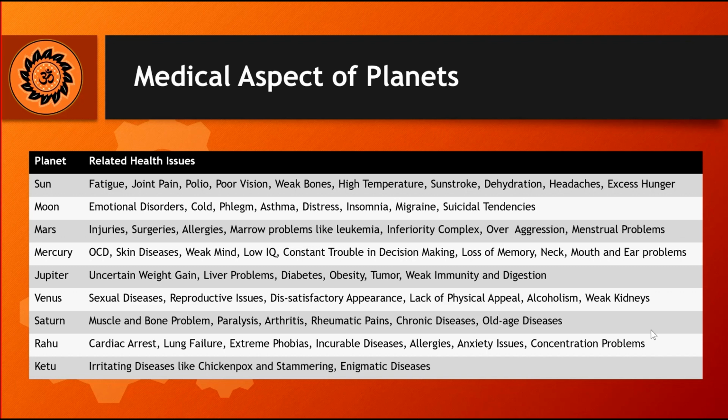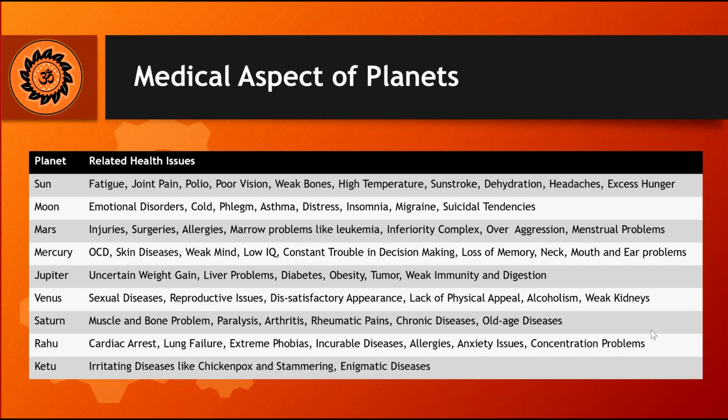Now Jupiter, uncertain weight gain. It will give you a tendency of weight gain all the time. Liver problems, digestive problems, because Jupiter is responsible for our digestive system. So any problems related to those areas. Diabetes, obesity, tumor. Tumor is nothing but unnecessary expansion of cells, and Jupiter is the planet of expansion. So tumor, weak immunity, all of these issues are related to Jupiter.